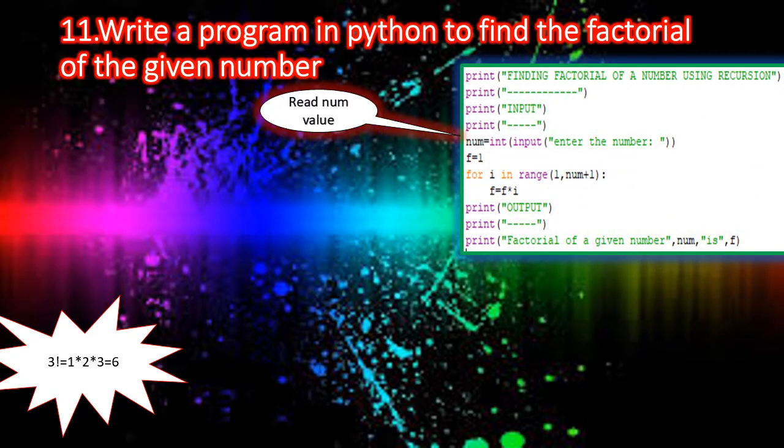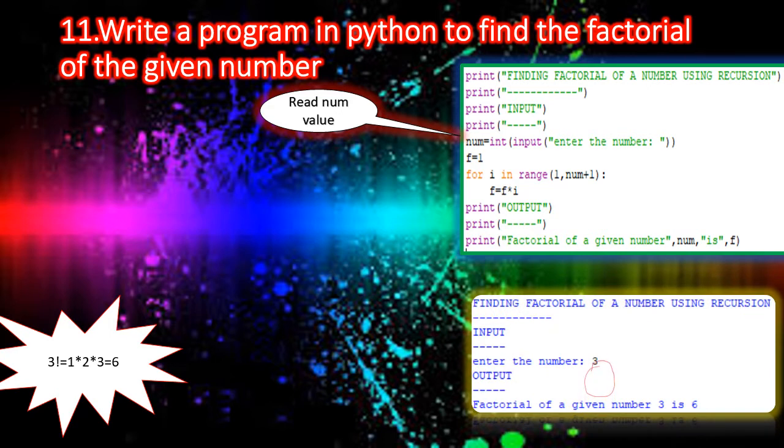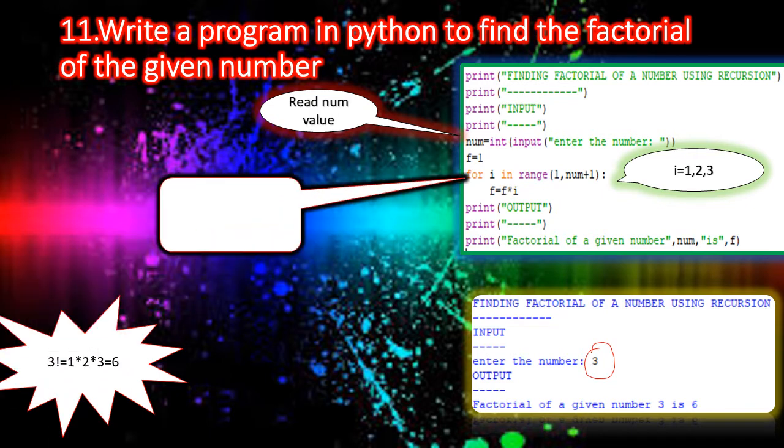So first we are getting the input and it will be assigned to the variable num. Here, as an example, I have given the number 3. So the I value will be taken 1, 2, 3 one by one. F is initialized to 1 and F equal to F star I. So first the initial value is 1, 1 into I value, which is initially 1. So 1 into 1 is 1.